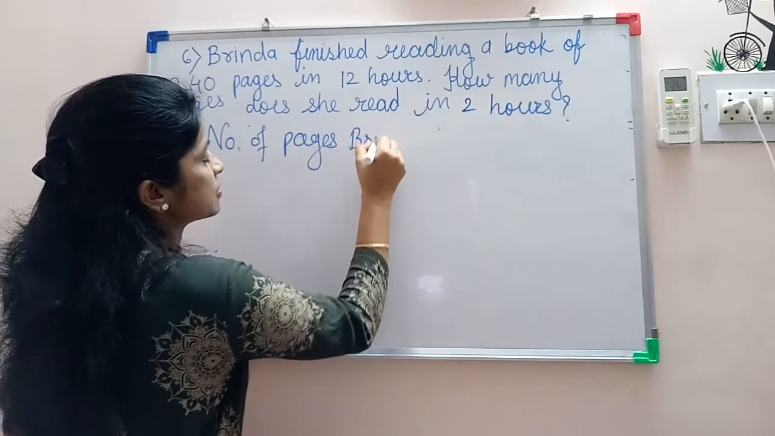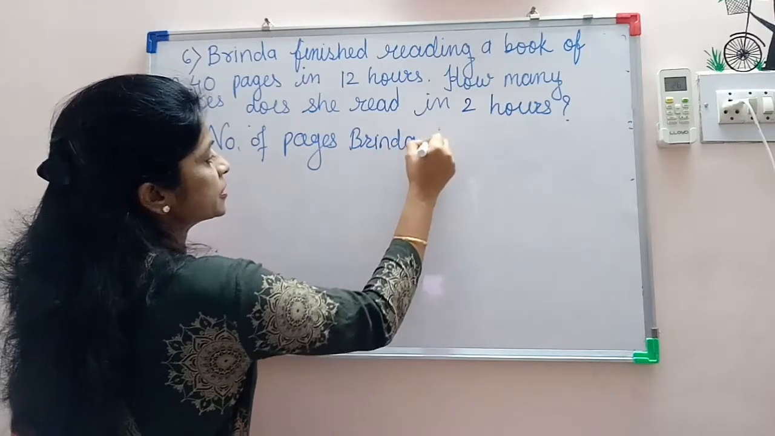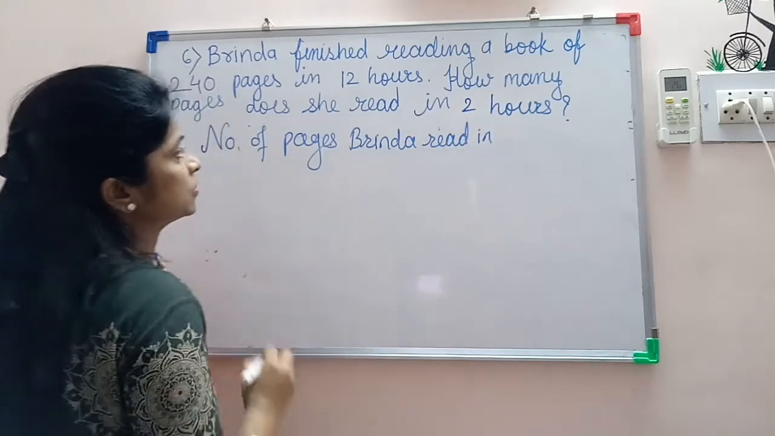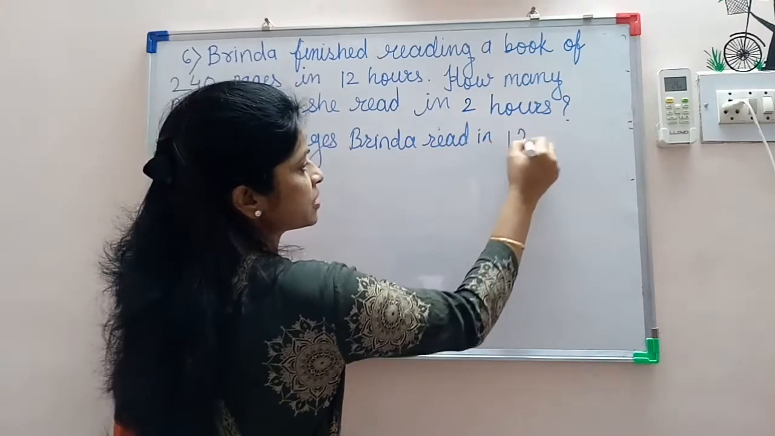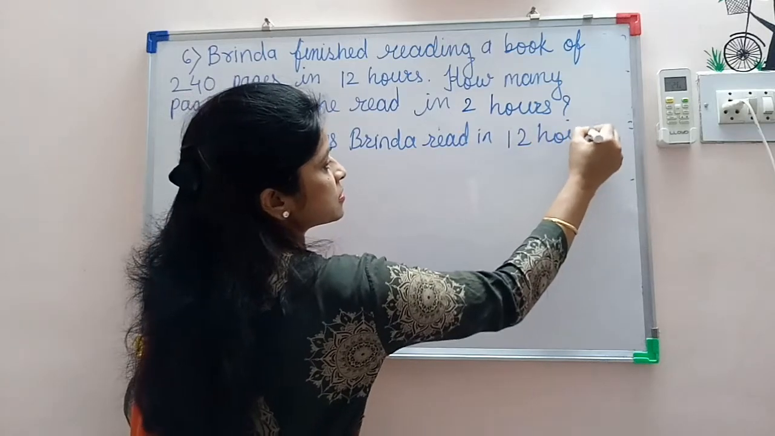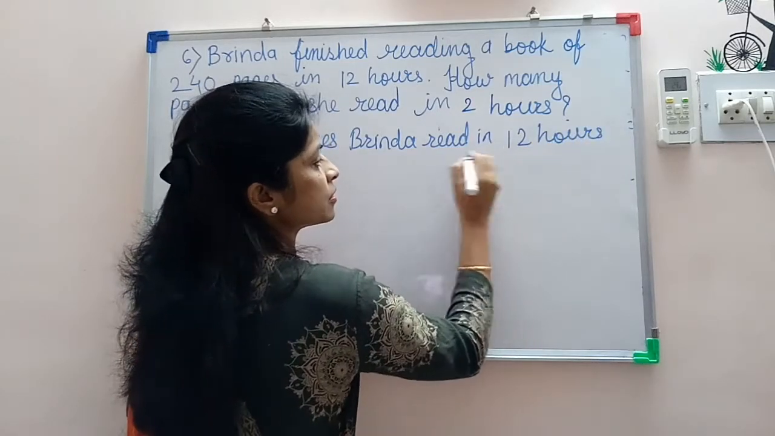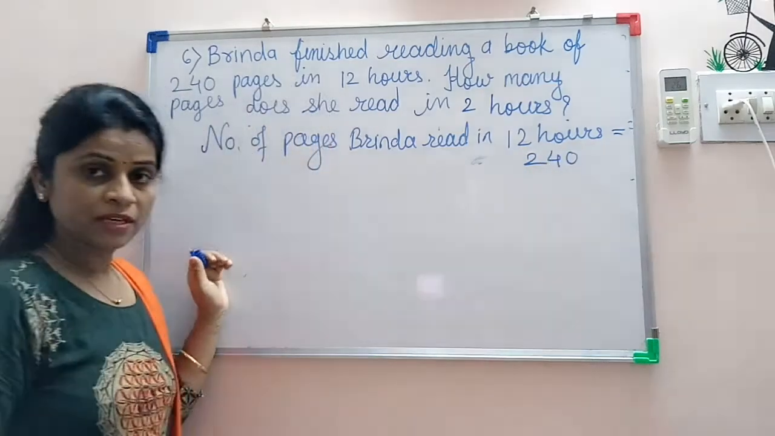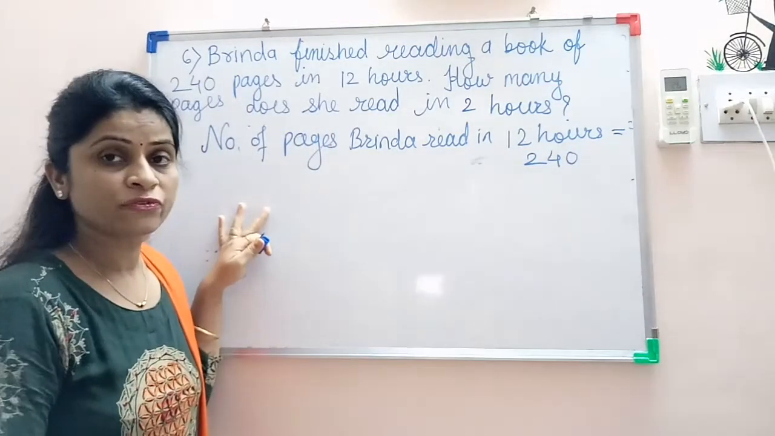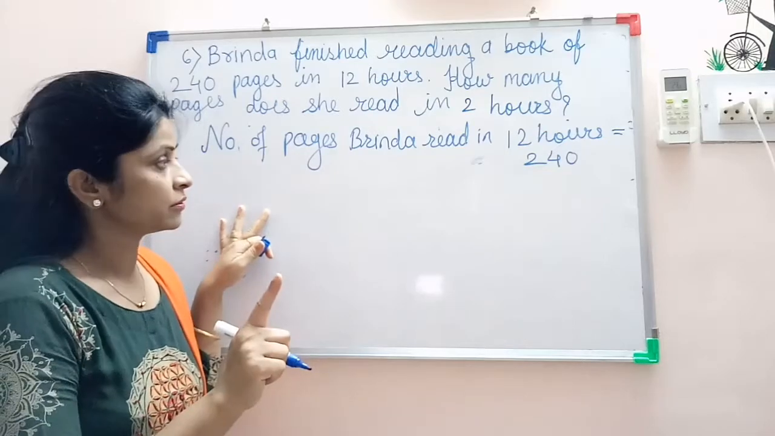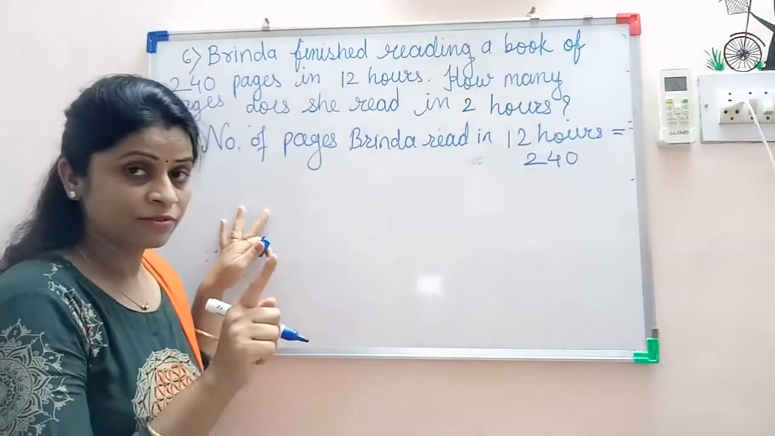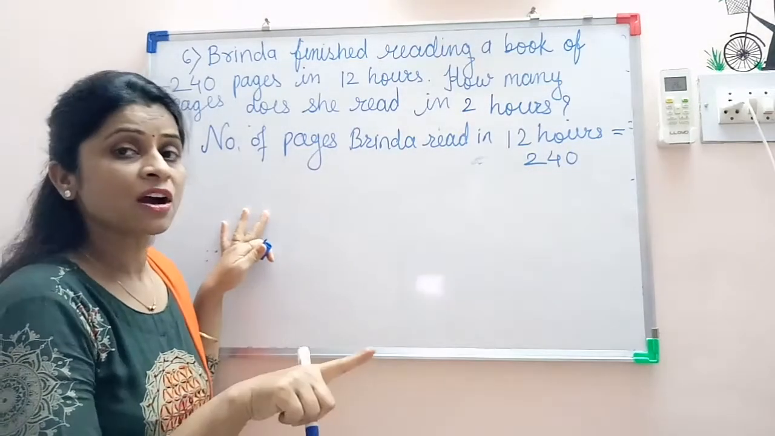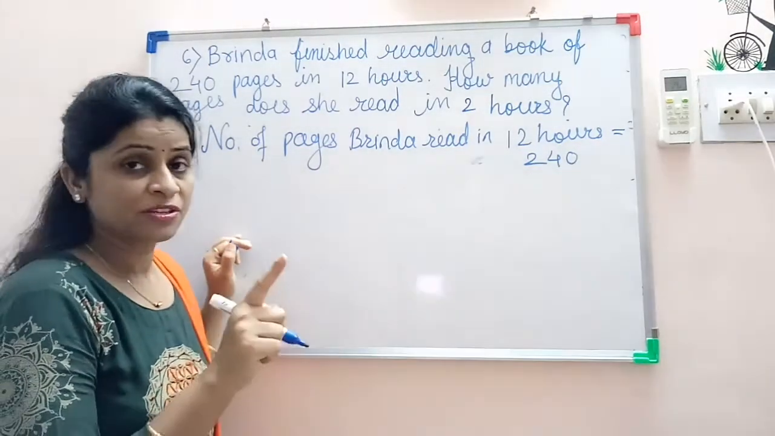Number of pages Brinda read in 12 hours, that is 240. Now in unitary method, first of all we have to find one quantity value. So here we have to find out in 1 hour how much pages she read.